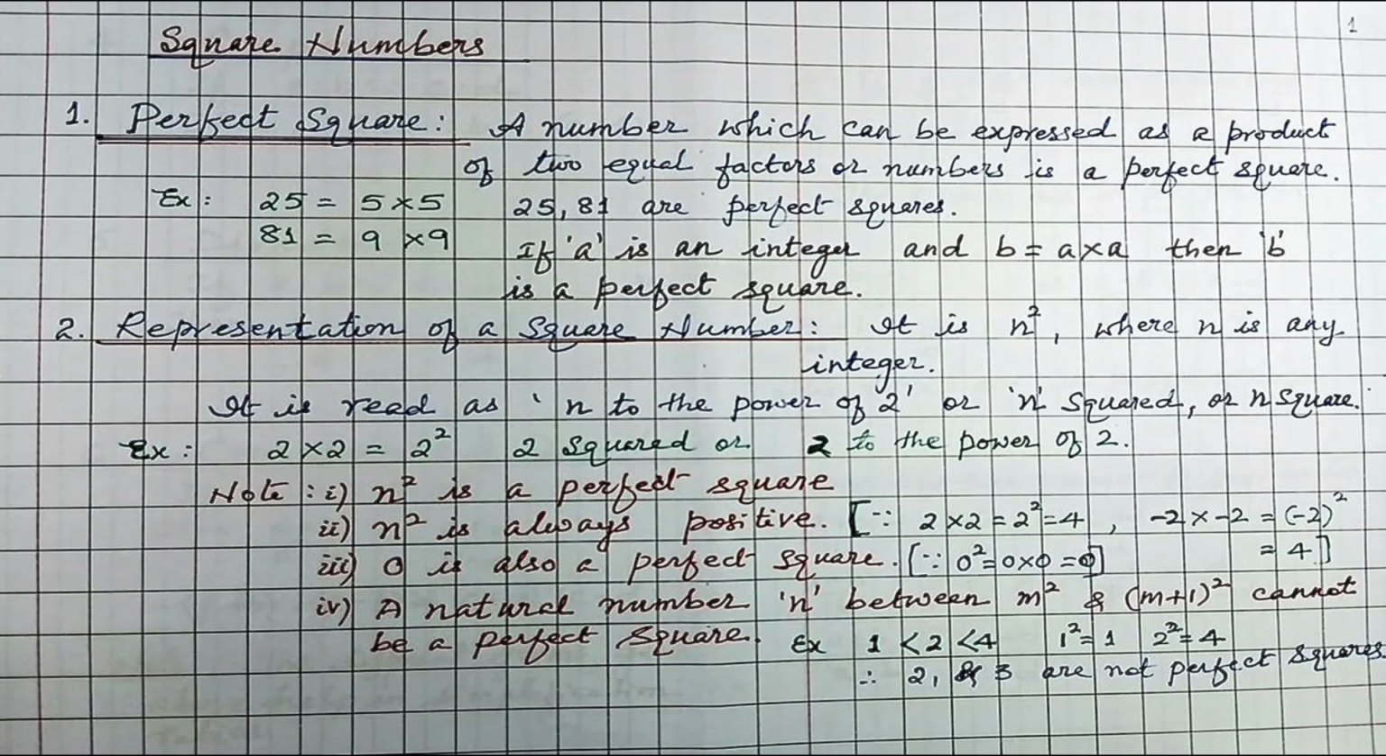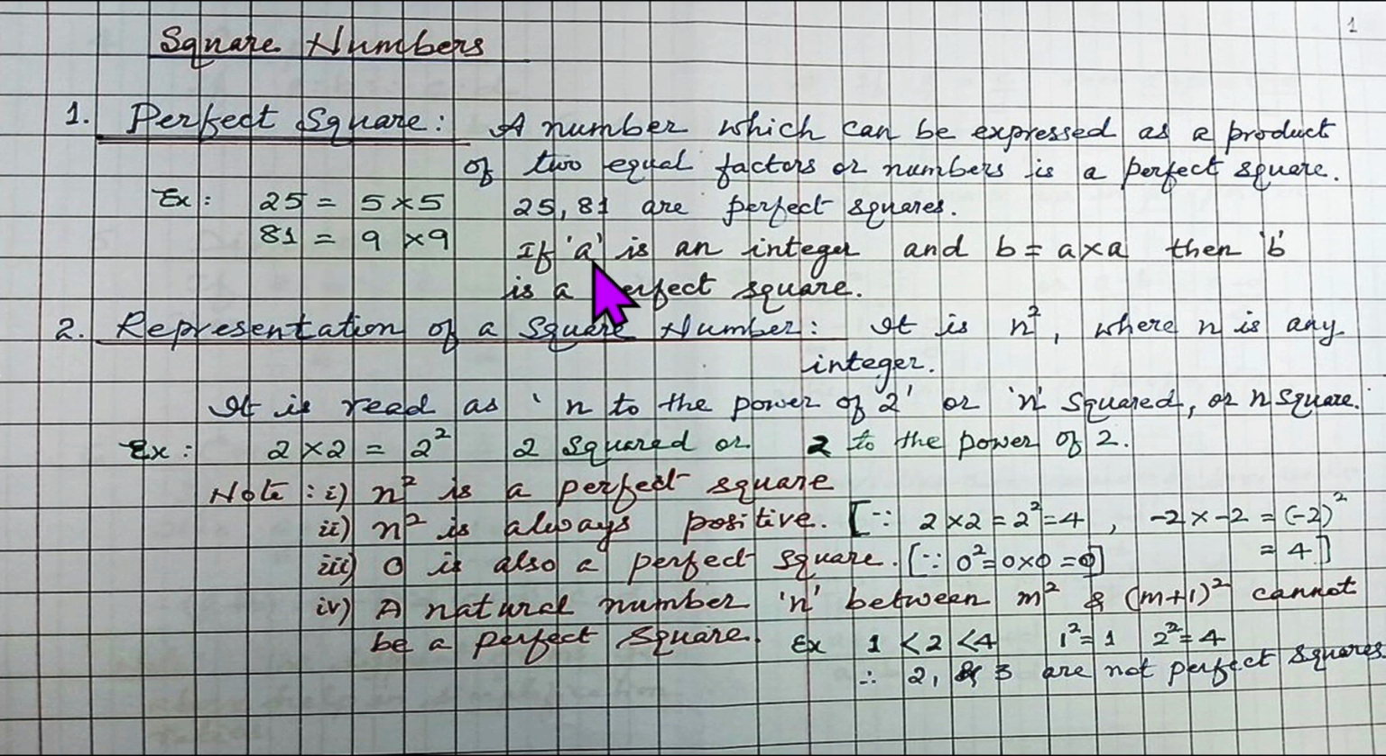Now remember that. Now coming to what a square number is. A number which can be expressed as a product of 2 equal factors is known as a perfect square. For example, 25 can be expressed as a product of 5 into 5. 81 can be expressed as a product of 9 into 9. That means 25 and 81 can each be expressed as a product of 2 equal factors, and therefore 25 and 81 are perfect squares.